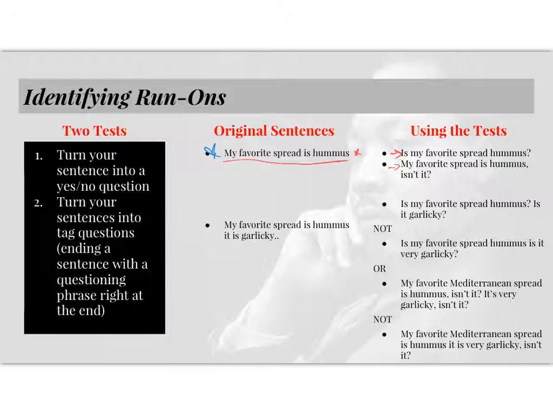But if we look at our next sentence down here, my favorite spread is hummus, it is garlicky. If we do the yes-no question, so if we look right here, is my favorite spread hummus, is it garlicky? You can see there, we had to ask two questions. One, is my favorite spread hummus? Two, is it garlicky? So that tells me there's two independent clauses there. But here, it's written as a single independent clause. So that means I've got a run-on right here.